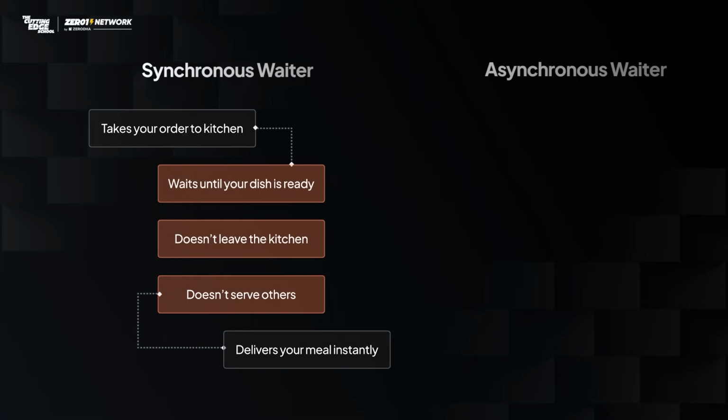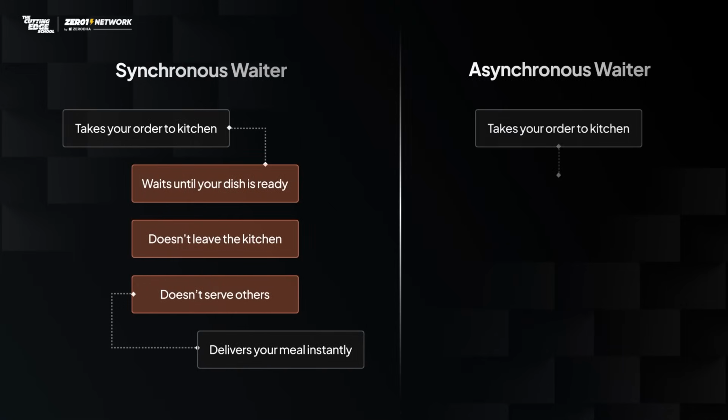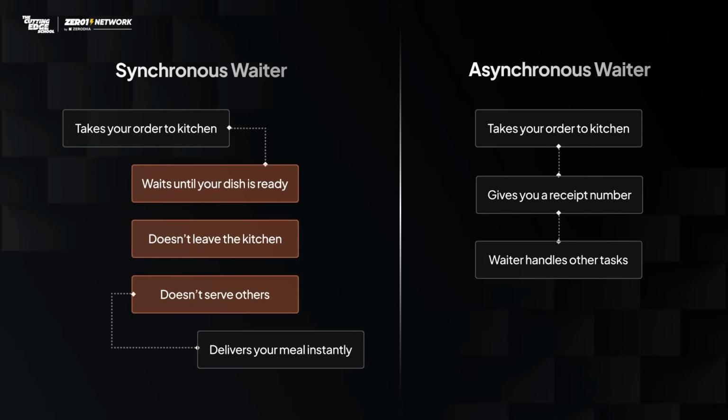But here's what happens asynchronously. The waiter takes your order, hands you a receipt number and walks away to serve other customers while the kitchen prepares your food. You'd have to keep checking back with that receipt number to see if your order is ready. So now while you are waiting, the waiter can handle other tasks.